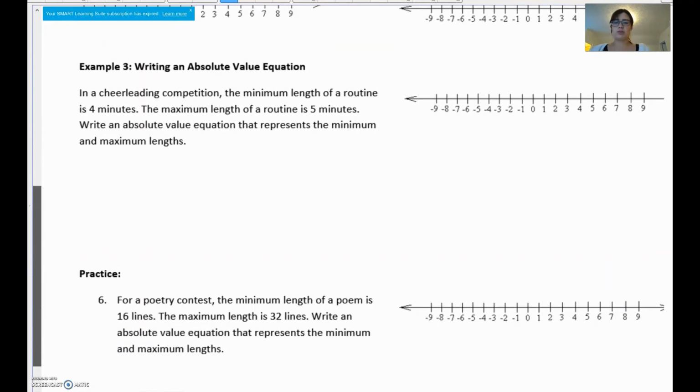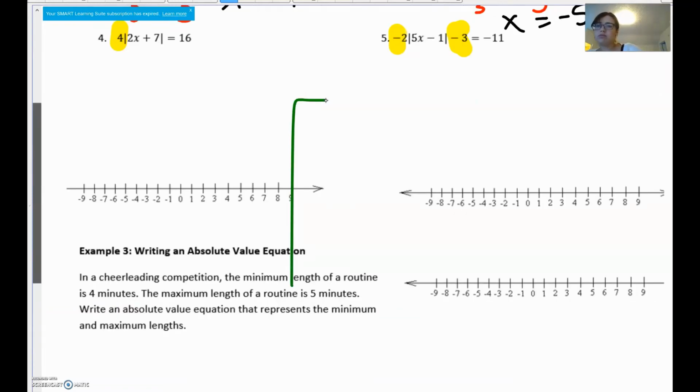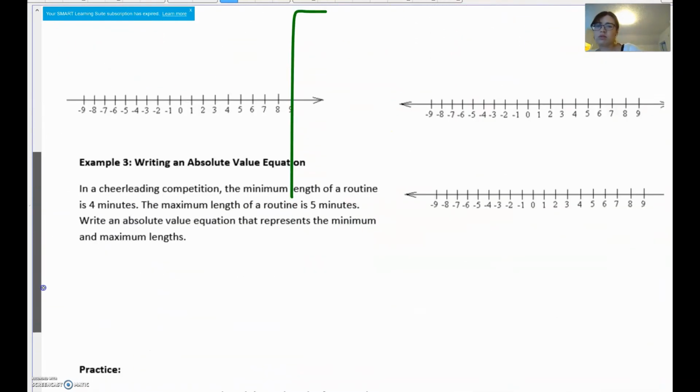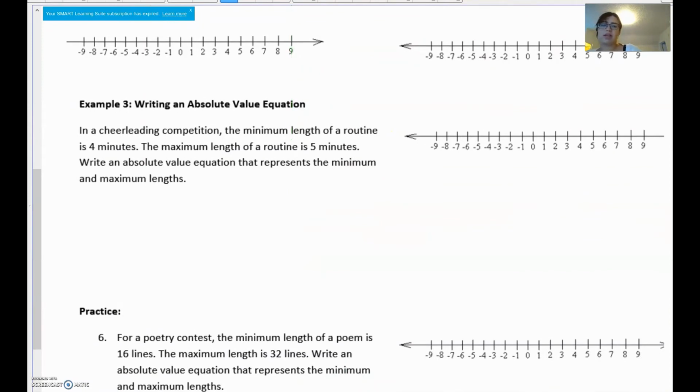Here's our first word problem. In a cheerleading competition, the minimum length of a routine is 4 minutes. The maximum is 5 minutes. Write an absolute value equation that represents the minimum and maximum lengths. So basically, we have this maximum and minimum length of time, ranging from 4 minutes to 5 minutes.